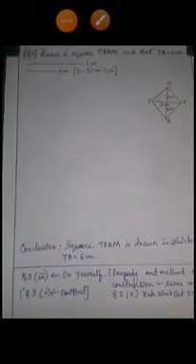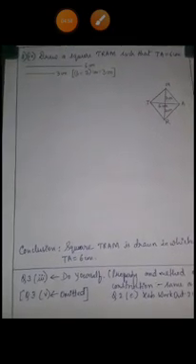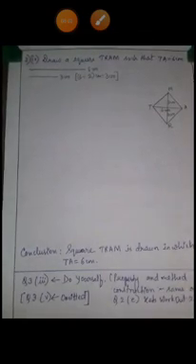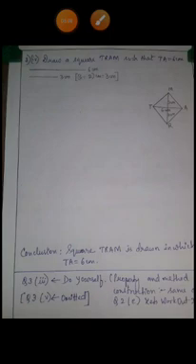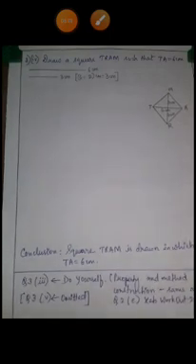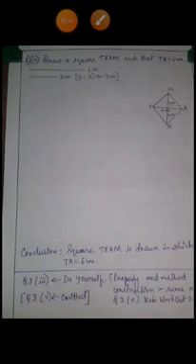Next, question number 3 part 4. The question is, draw a square TRAM such that TA equals 6 centimeter. That means one of the side is given, which is 6 centimeter. Sorry, one of the diagonal is given, which is 6 centimeter. So in this case, what you will do? Why TA is the diagonal?